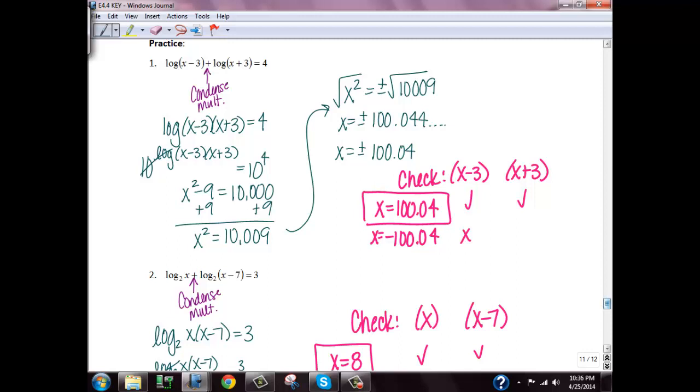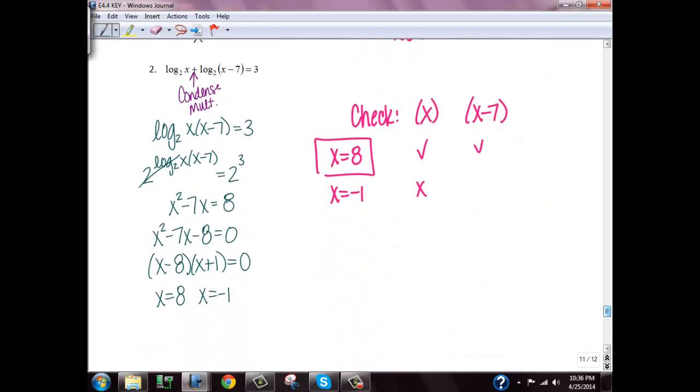Okay. Same idea on number 2. When I work out number 2, I condense into multiplication. And then I get rid of the log by using exponential base 2. I can't just cancel the log because I don't have a log on the right hand side. So I use exponential base 2, which cancels my log out. And then my right hand side becomes 2 to the 3rd, which is 8. I move everything to one side and factor. When I solve, that gives me positive 8 and negative 1 as my solutions. Make sure you check your answers. When you check your answers here, notice the inside number becomes negative when I plug in negative 1.